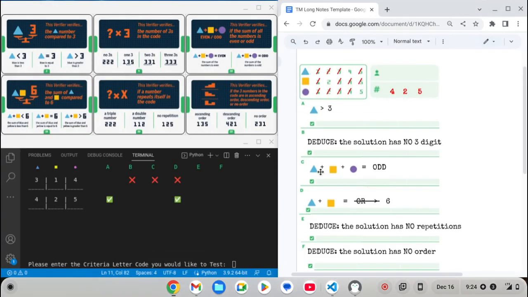So again, as if you've listened to the videos in the past, you've known that we are beginning to use these deductions between criteria cards E and F, how they play against each other, where we can deduce that there are no repetitions and no order. So obviously that really played out in a big way in this puzzle.